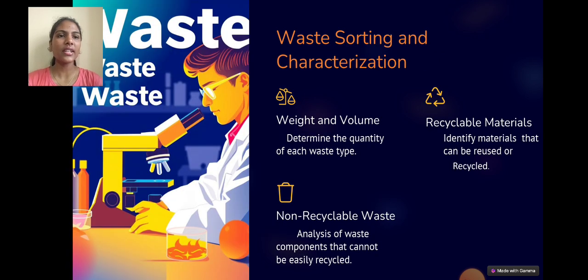Next, waste sorting and characterization. It has three steps. First step is about weight and volume of the waste. It determines the quantity of each waste type. The second step is recyclable material. It identifies materials that can be reused or recycled. The third step is non-recyclable waste. It analyzes the waste components that cannot be easily recycled.